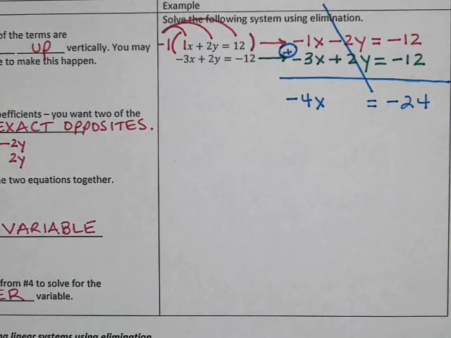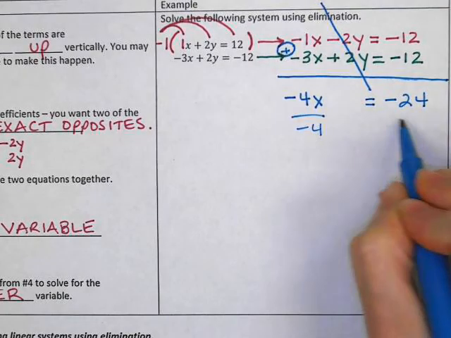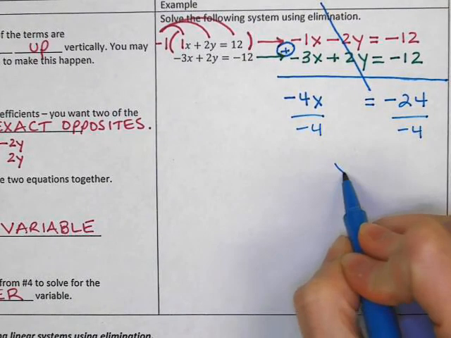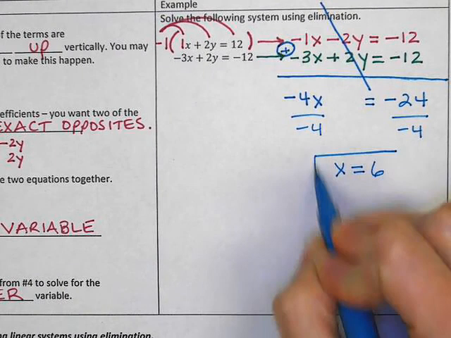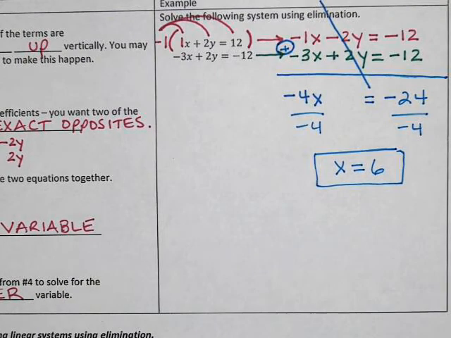So now you're down to one variable, and this is super easy to solve. Divide by negative 4, divide by negative 4, so x equals 6. Isn't that awesome? That's elimination.